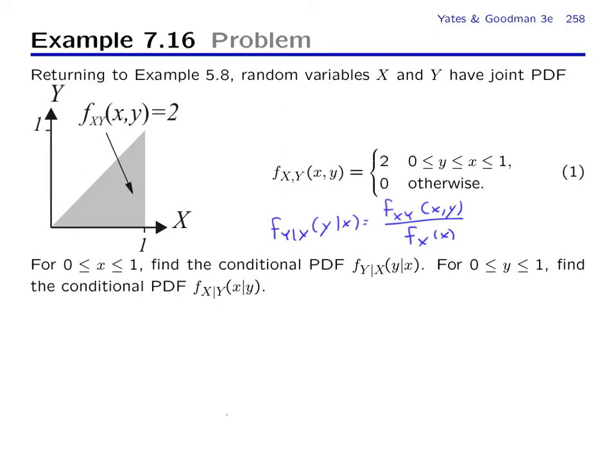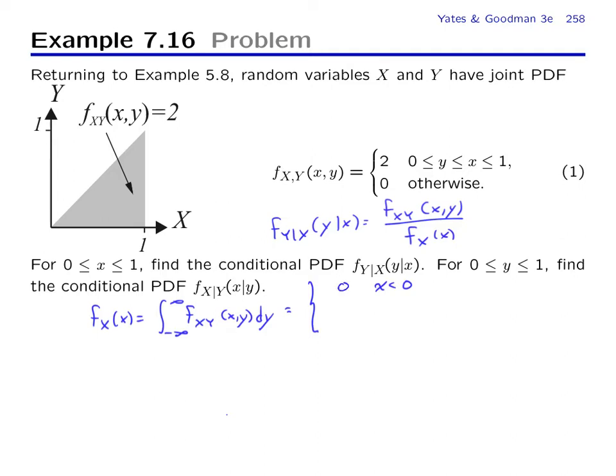Marginal PDF for x is reasonably straightforward. It's always, by definition, the integral of the joint PDF of x and y over all possible values of y. But of course, this is a different integral for each value of x. So the easy cases are when x is less than 0. In this case, x is some value to the left of x equals 0, and the joint density doesn't exist there. So in fact, this integral will be 0.